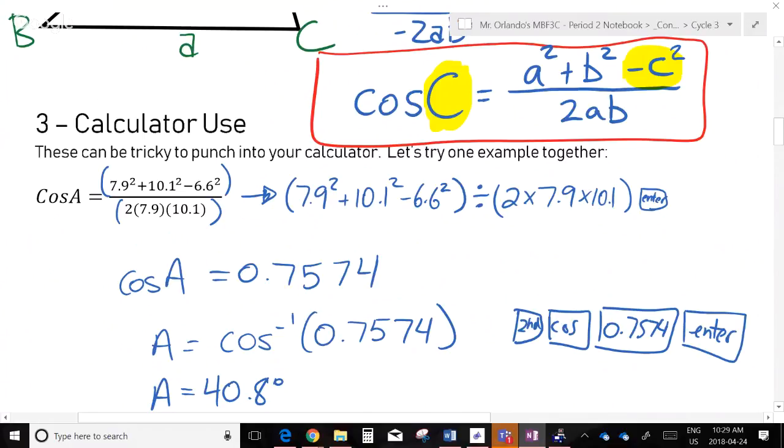Good. Let me explain. The trick is only use brackets once. Otherwise, for this down here, it all means multiplication. So let's open a bracket and do just the top. So 7.9 squared plus 10.9 squared is 6.6.